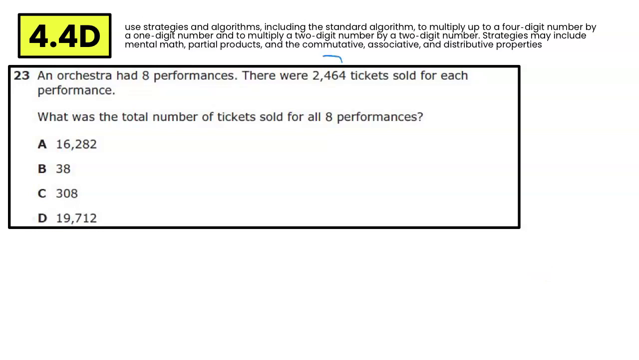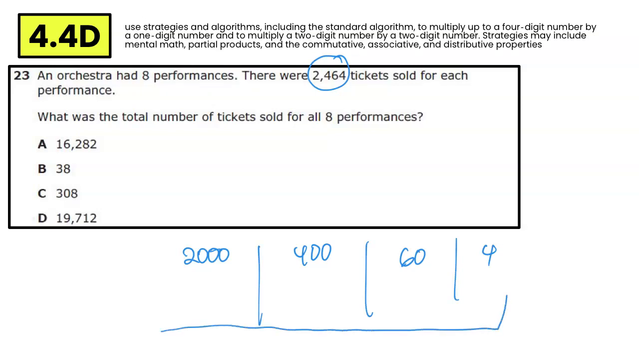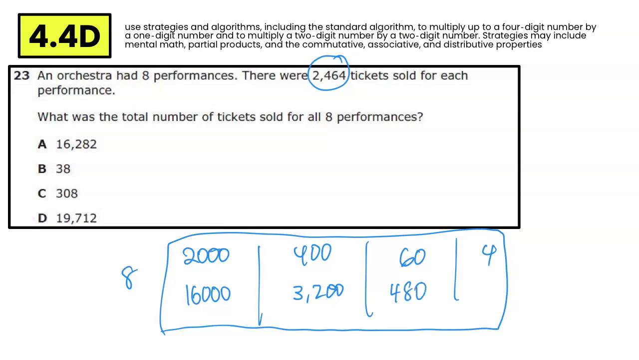And so decomposing this number into its different parts by place value, we're going to have 2,000, 400, 60, and 4, and we're going to multiply each of those numbers by our number 8. So here's our 8. If we multiply 8 times 2,000, that's going to give us 16,000. Then 8 times 400 is going to be 3,200. Then 8 times 60 will be 48 with a 0 on the end. And 8 times 4 will be 32.